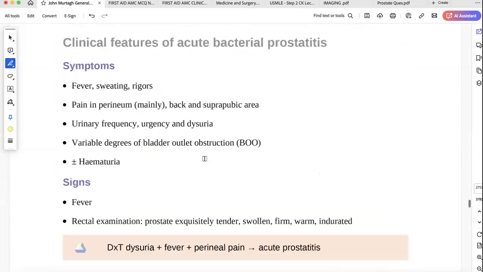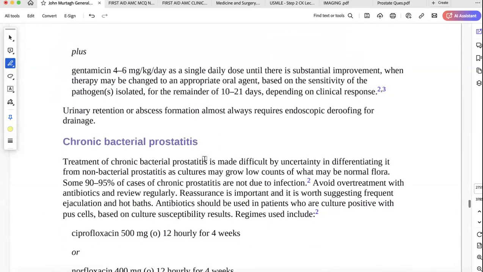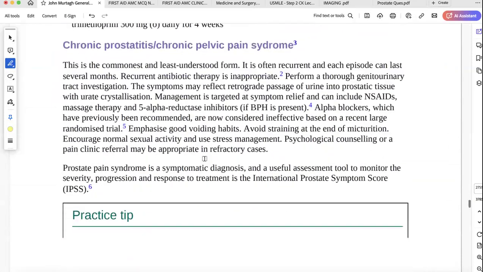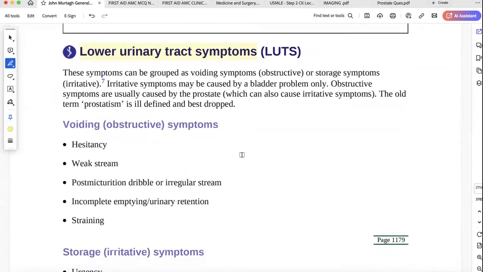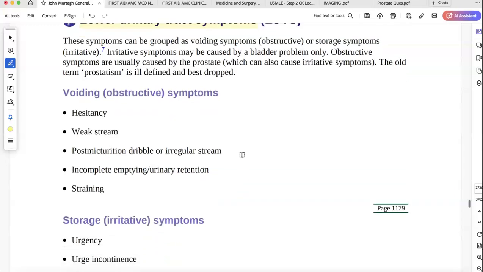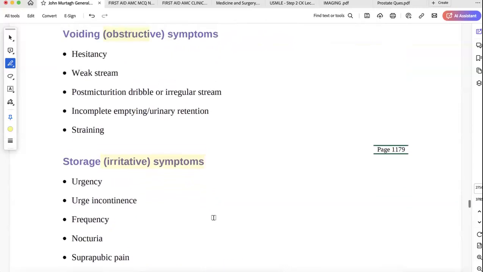Read about prostatitis by yourself, but the main thing that I want to discuss is prostate cancer. About the LUTS, some of the patients can have just a benign prostatic enlargement, and those patients have features of LUTS. Some of them are obstructive symptoms, some are irritative symptoms. So those patients can have hesitancy of urination.